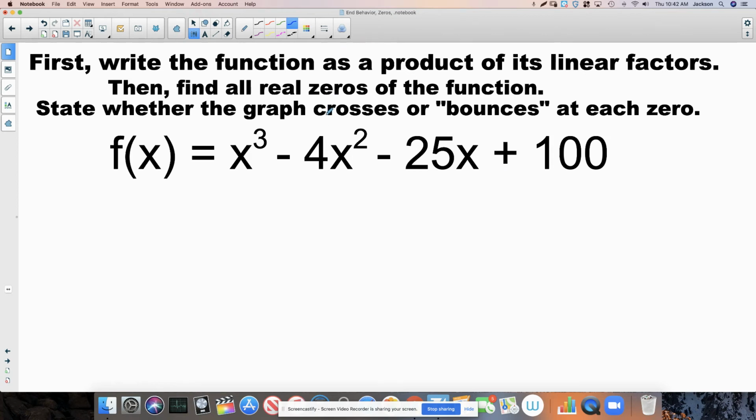Let's take an example of a polynomial function and find its linear factors. Let's factor it. From those factors, we're going to find the real zeros of the function, and then we're going to discuss the multiplicity of those zeros. Okay? So when they say write the function as a product of its linear factors, they're telling you to factor this. Break this down into as many of these quantities as you possibly can.